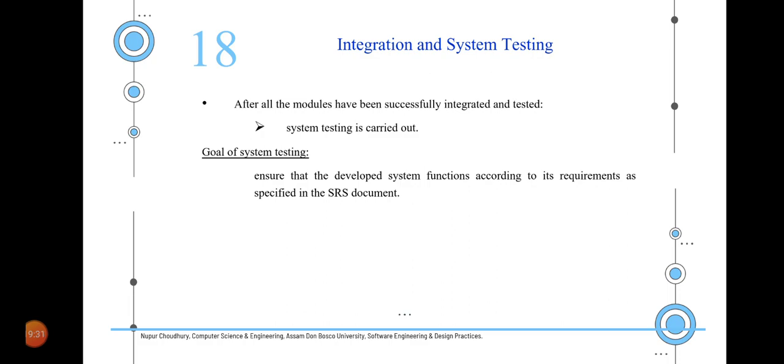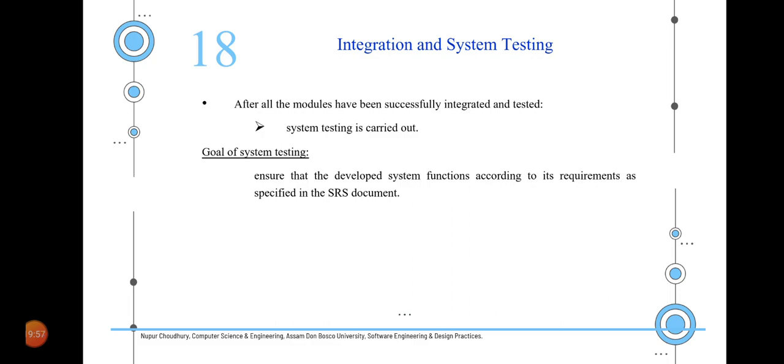So it might be so that the integrated system might not work properly in a particular environment or might not have certain features. So the main aim of the system testing would be to identify if there are any such limitations or disadvantages associated to that particular software in context to the already developed software requirement specification document.